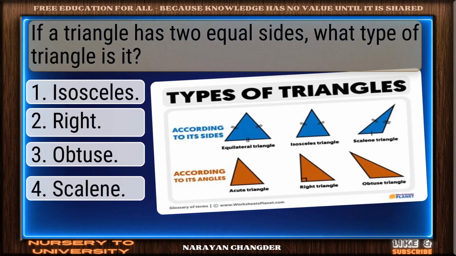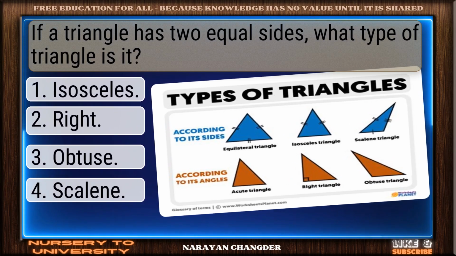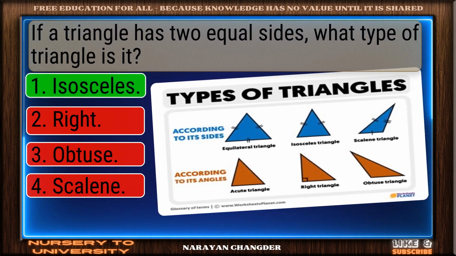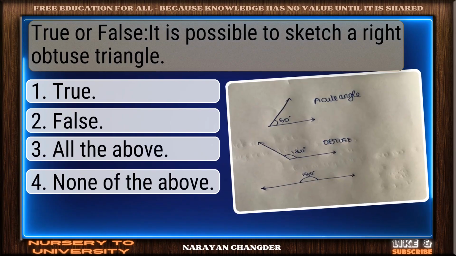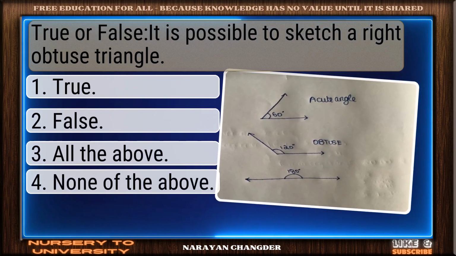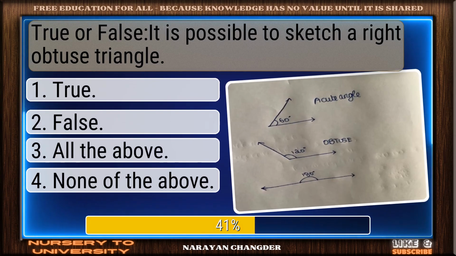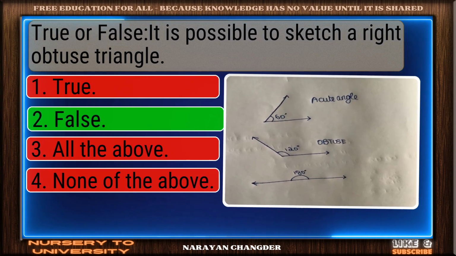Question number 15. If a triangle has 2 equal sides, what type of triangle is it? Bravo. Isosceles is the answer. Question number 16. True or false? It is possible to sketch a right obtuse triangle. Correct. False is the right answer.